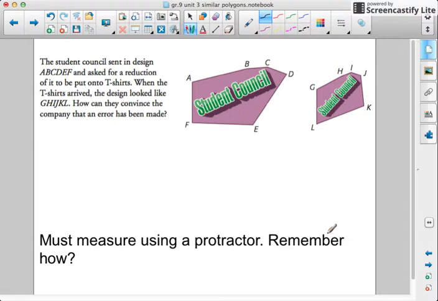Last example here, if you look at this one, right away it looks a little different. So if you check the angles, this angle here and that angle there are clearly different, so you know already that these are not going to be similar polygons.